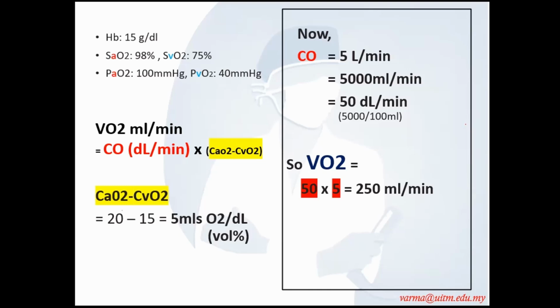So you calculate arterial oxygen content and venous oxygen content. That is the difference, and times your cardiac output. Cardiac output, in deciliter, is 5 liter become 50 deciliter. The difference is 20 minus 15, 5 mil, the oxygen difference. So 50 times 5, it means the patient has consumed 250 mil.